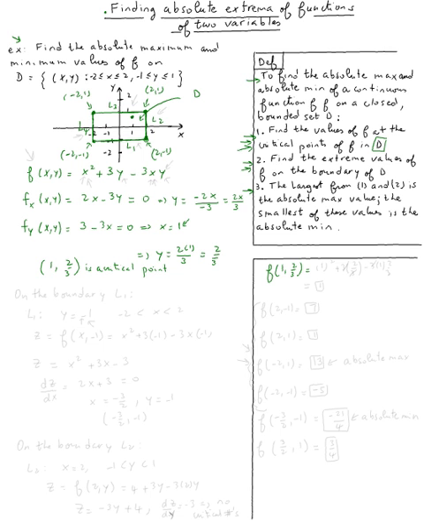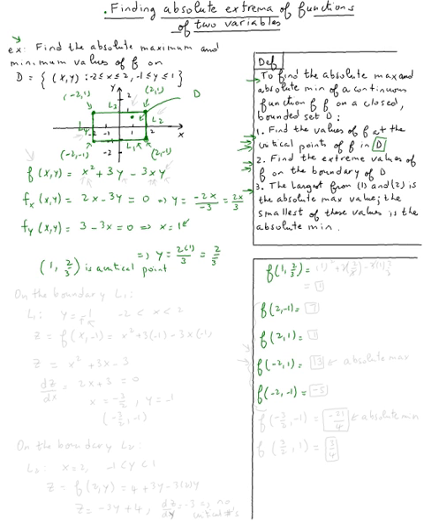So we need to evaluate f of 2, negative 1, f of 2, 1, f of negative 2, 1, and then f of negative 2, negative 1. We're going to evaluate the function at all these points in the end. Now, we start with L1. So, what do we need to do? First, we need to find the equation of L1.